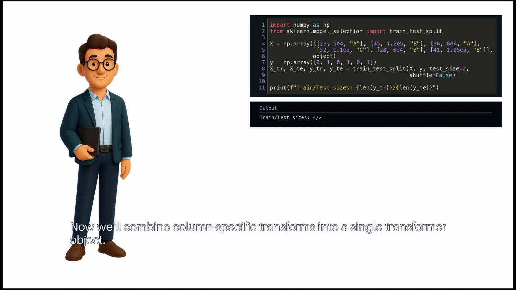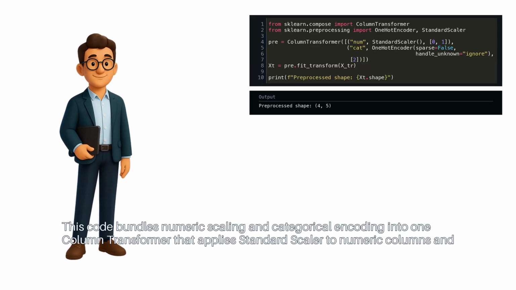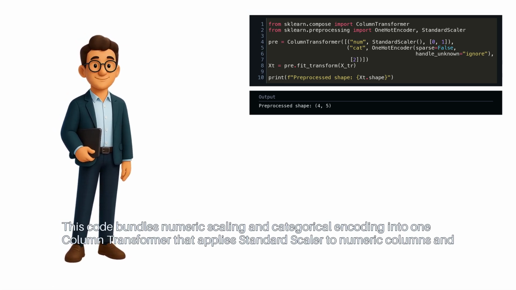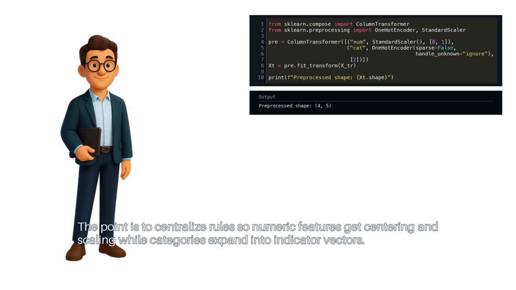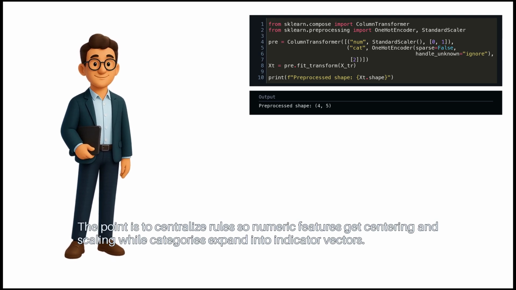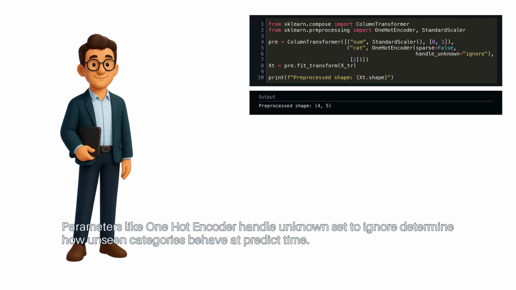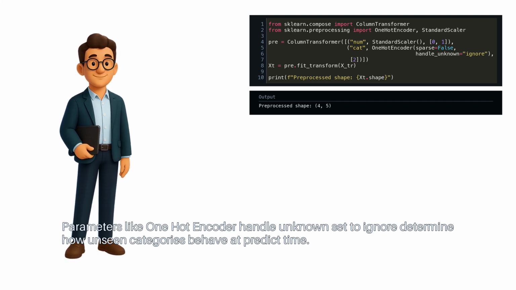Now we'll combine column-specific transforms into a single transformer object. This code bundles numeric scaling and categorical encoding into one ColumnTransformer that applies StandardScaler to numeric columns and OneHotEncoder to categorical columns. The point is to centralize rules so numeric features get centering and scaling while categories expand into indicator vectors. Parameters like OneHotEncoder's handle_unknown set to ignore determine how unseen categories behave at predict time.